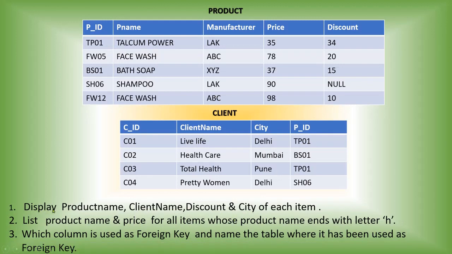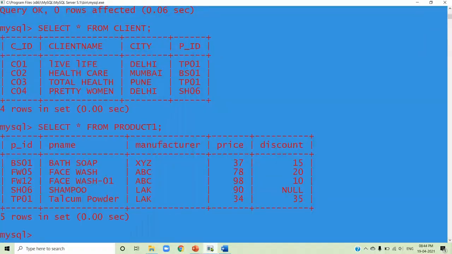First query is this one: display product name, client name, discount, and city of each item. See product name, I will get from here. Client name I will get from the other table. So I am referring both the tables. Product name from this table, client name from this table, discount is here, and city is here. So these are the things I want to display here. I will show the table content now. So you can see this is the client table, and this is the product table.